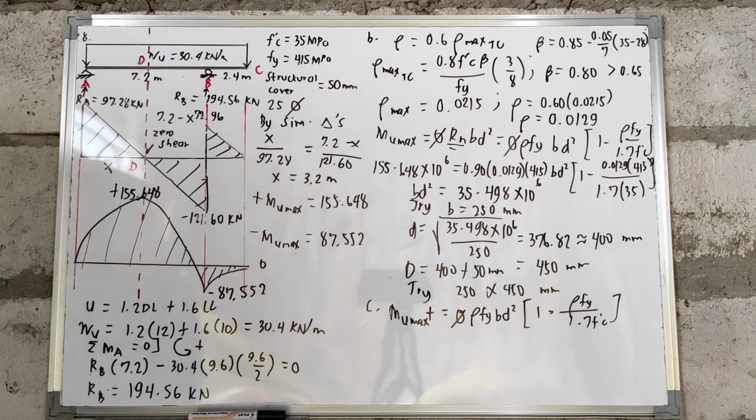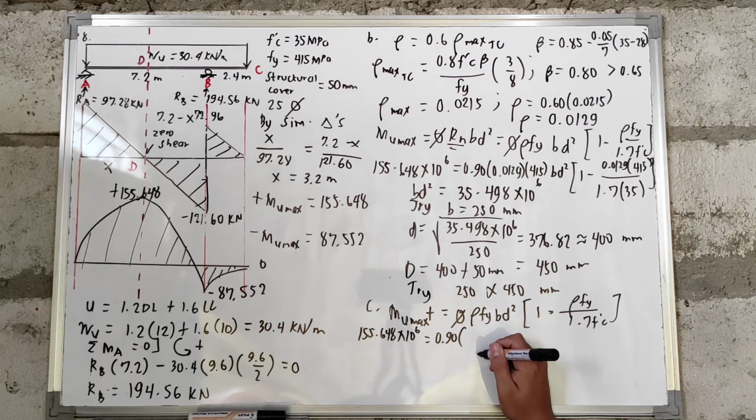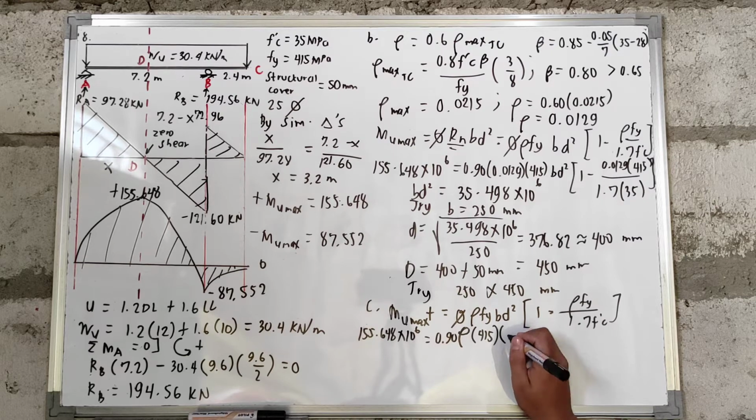So with this one, we have 155.648 times 10 raised to 6 Newton mm. The reduction factor is 0.90. The rho is the value we will find. And then our Fy is 415, and our b is equal to 250.